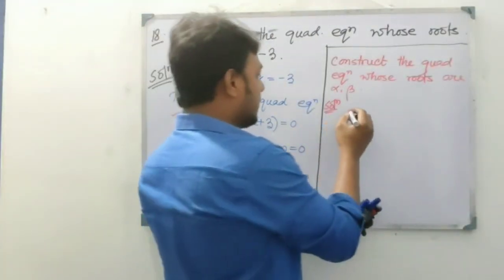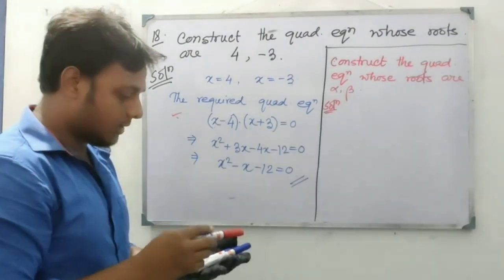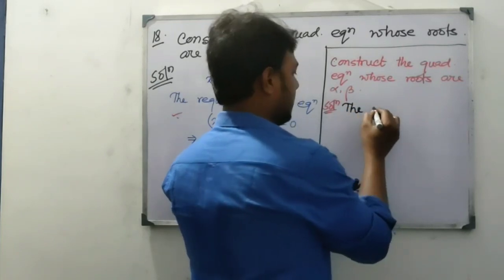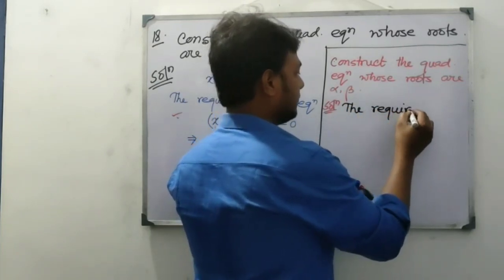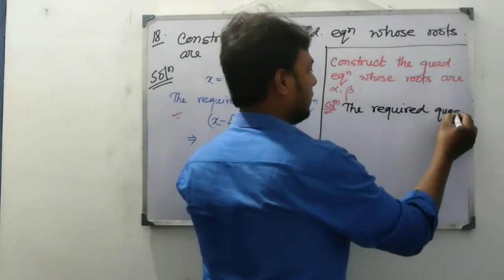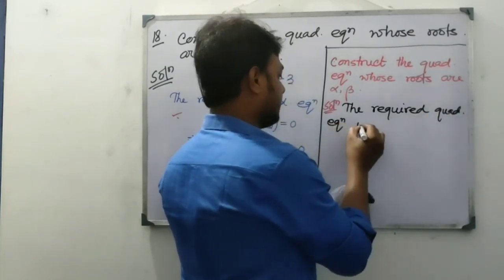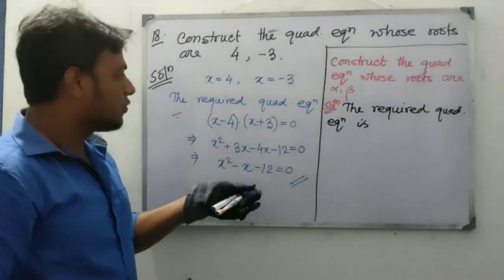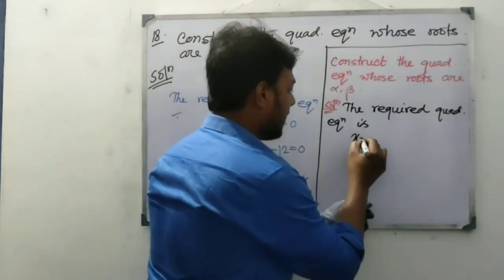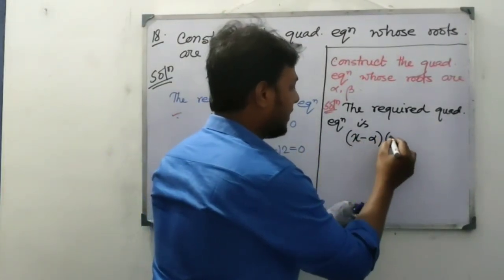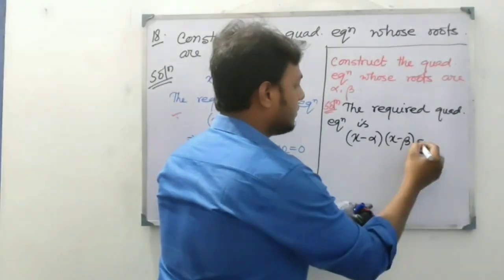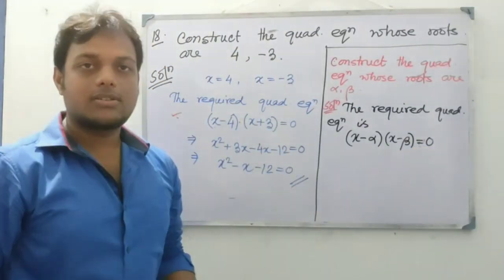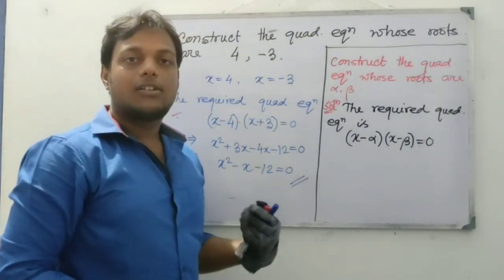Okay, so if you solve it, the last line should be, I am writing directly, the required quadratic equation is, obviously after factorizing, the last line should be of the form (x minus alpha) into (x minus beta) equals 0. Understood or not? So this is the quadratic equation. If you expand it, then you will get the quadratic equation.